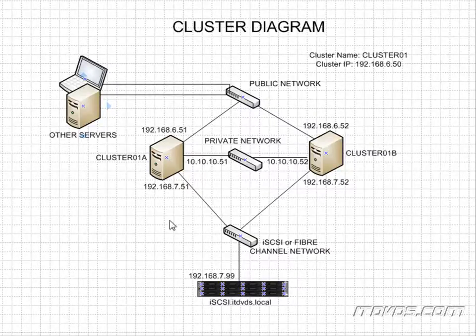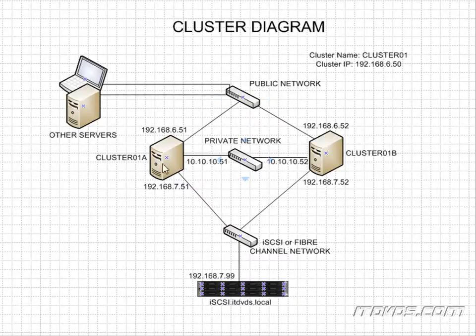This is a cluster diagram of a cluster we're actually going to be creating. Now first let's talk about how a cluster works. Basically we have nodes in a cluster, and in this example we have two nodes, cluster 01A, cluster 01B. And then we have shared storage, which is going to be an iSCSI SAN or a fiber channel SAN or some kind of serial attached SCSI device. And we're also going to have a public network and a private network. Our public network is how our other servers or other users are going to access the cluster, and a private network is going to be used for communication between the nodes to make sure each node is up.